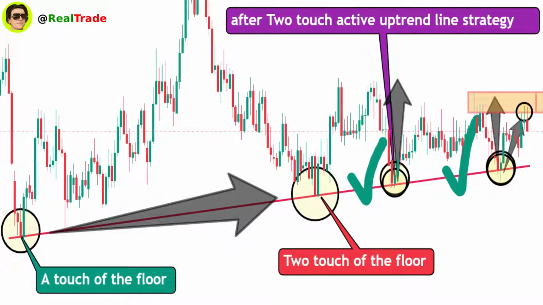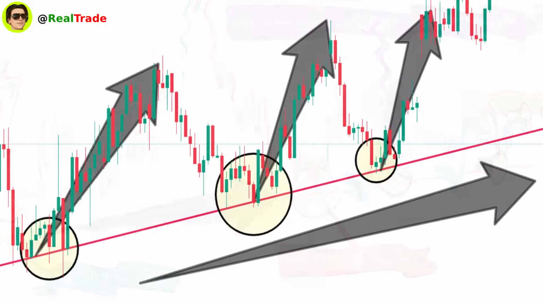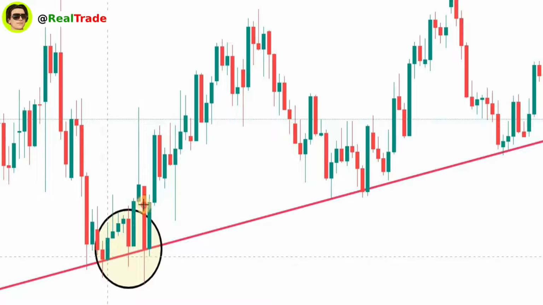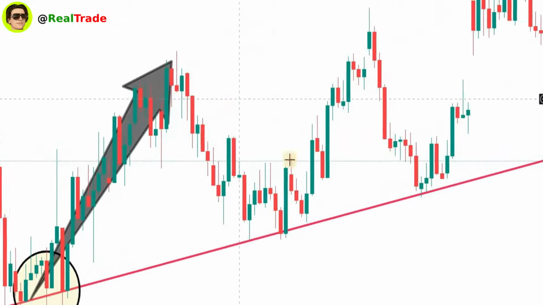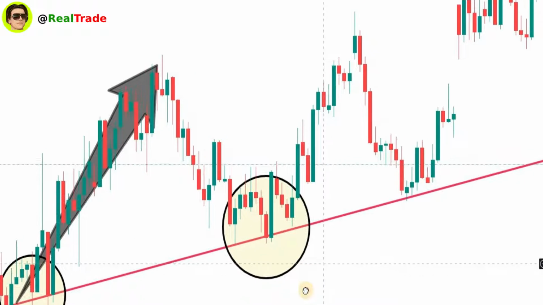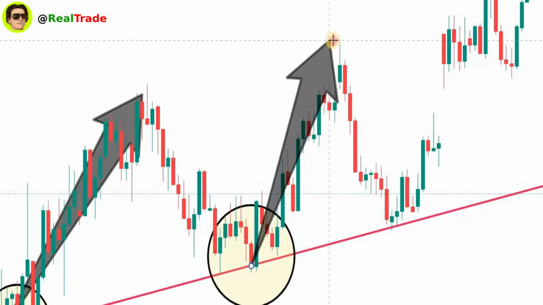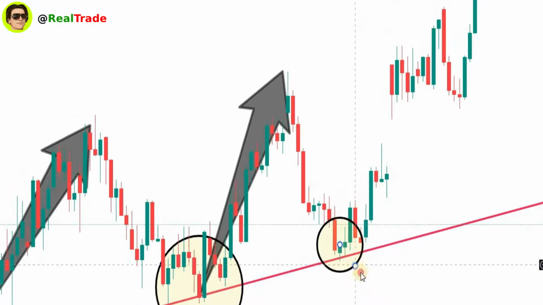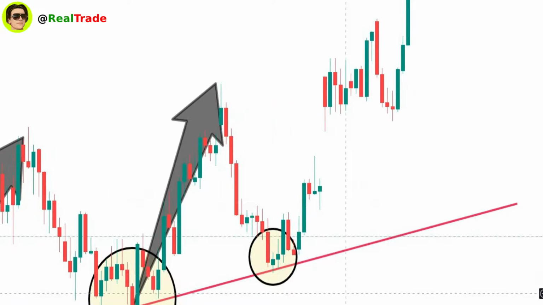Uptrend line strategy. Look at the chart. Uptrend line strategy: one touch, two touch, after two touch, the strategy is active. The line is an uptrend. Look at the chart. This area, this point, the price goes back and comes to the line, and back, buy. Yes, this area, this point, active strategy.